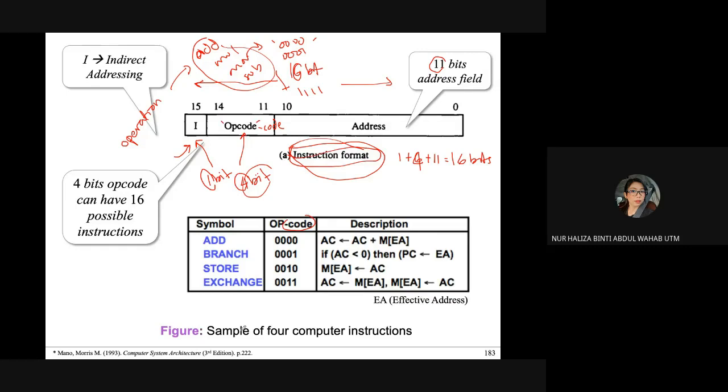And this is only a sample, which is an example, if you have 4 instructions in the program. So let's say you have an addition operation, you have a branch, you have a store, you have an exchange. This one you already looked into in your lab too. So it is going to change into opcodes, operation codes.